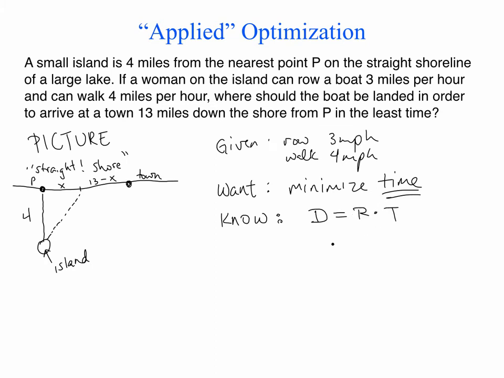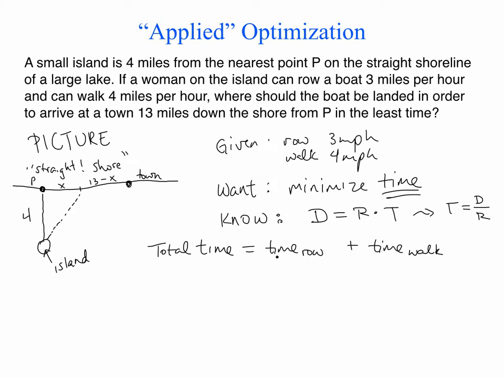If you want to know how far you've traveled, if you're traveling at 60 miles per hour for 3 hours, you multiply the rate times the time, and that'll give you the distance. So if I want time, I should rearrange this to be time is distance over rate. But on this journey, I'm traveling in different ways: rowing and walking. So my total time is going to be time rowing added to the time walking.